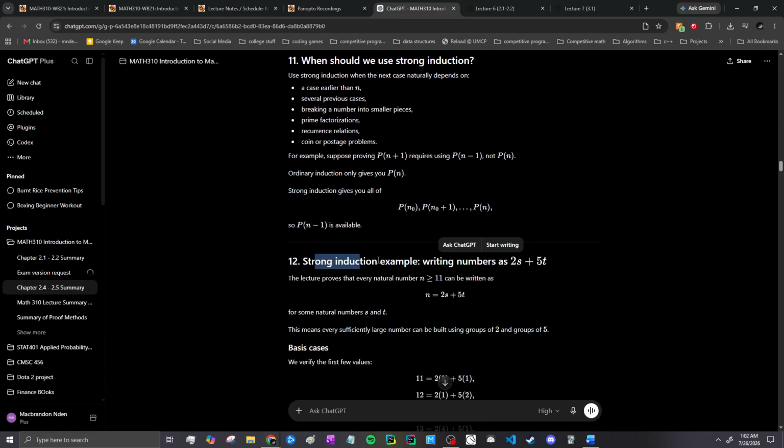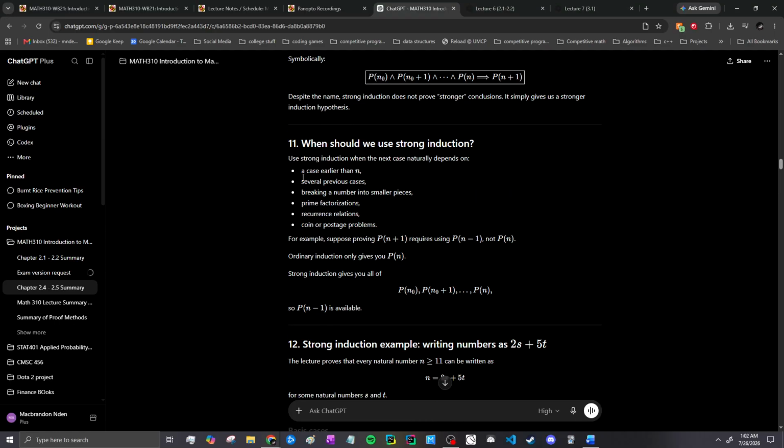Let me first read this. Use strong induction when the case naturally depends on cases earlier than n. Several previous cases, breaking a number into smaller pieces, prime factorization, recurrence relations, coin or postage problem. I really hate coin problems.